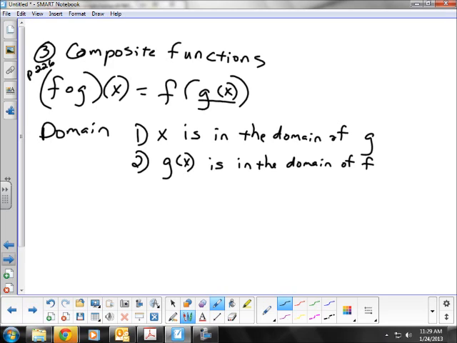So I want you to think about this for a minute. When you evaluate these functions, this is what you do. You put the X that it asked you for into the G function. Then you take the answer to that problem, the Y value, and plug it into the F. That's what that function is saying to you. That's what that notation means. Okay, so that means that I've got to check the domain of G and make sure that the result that I get back for G of X is in the domain of F.